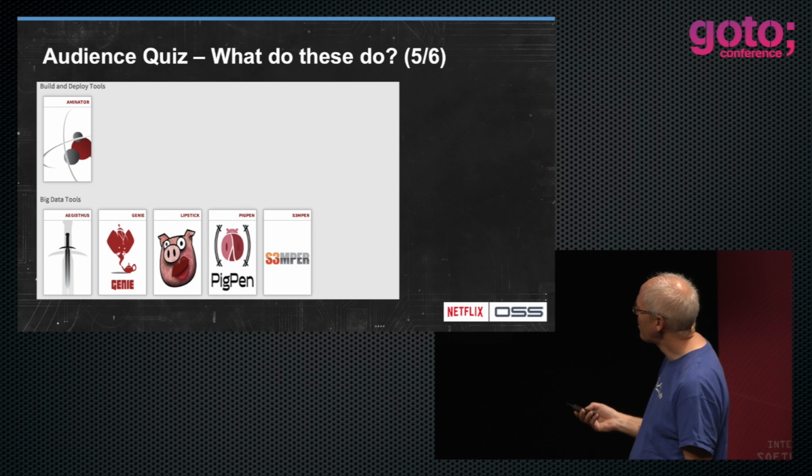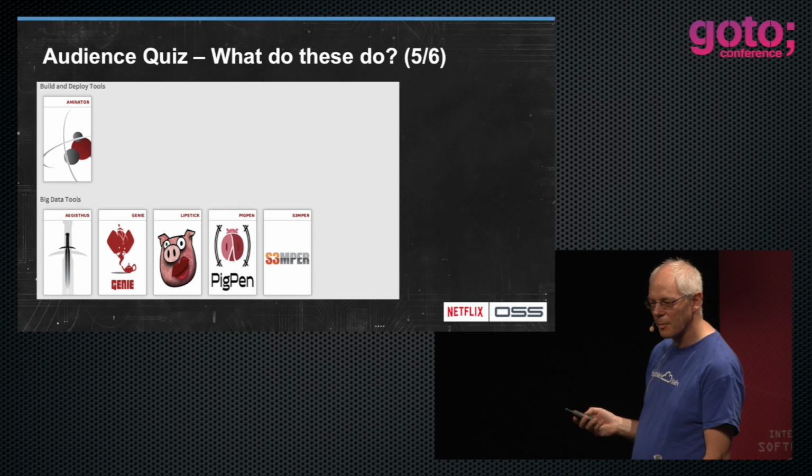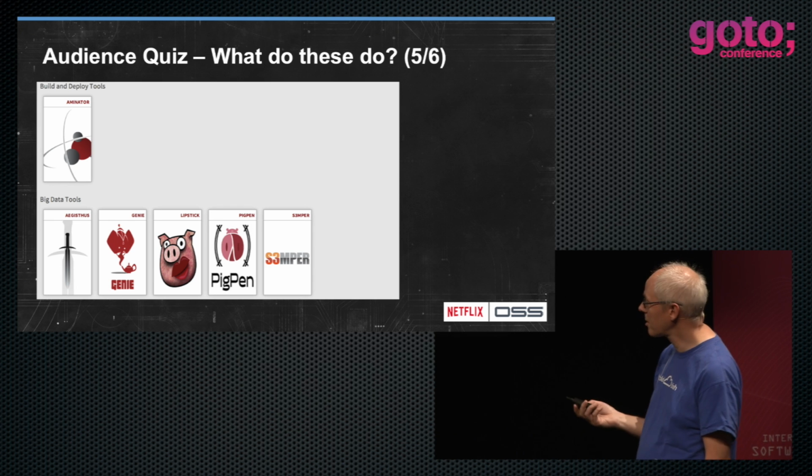All right. Pigpen is MapReduce written in Clojure that compiles down to Pig. I'll show you what it looks like later. I have some code.